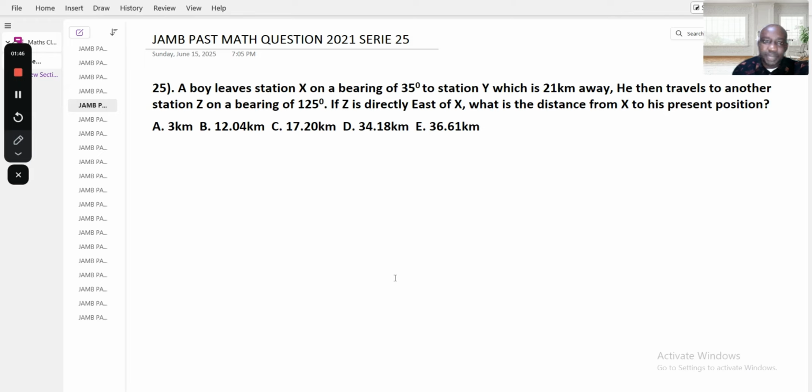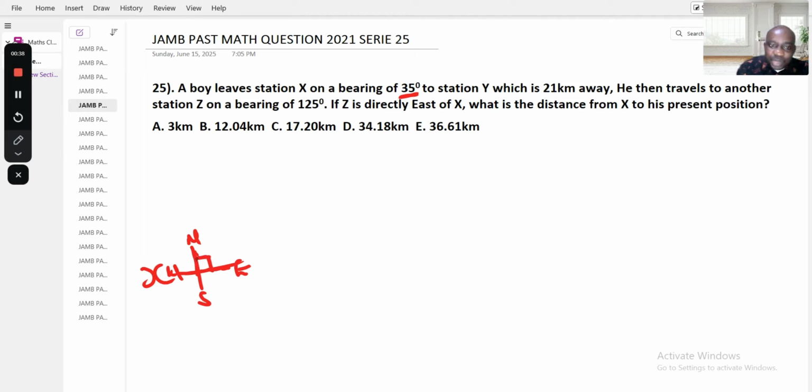Now let's draw the bearing. Let's draw it from here. This is X. This is north. This is south. This is east. This is west, isn't it? And from here to here is 90 degrees. Now we want to count 35 so that we can draw the line based on what the question says, that the bearing is 35 degrees.